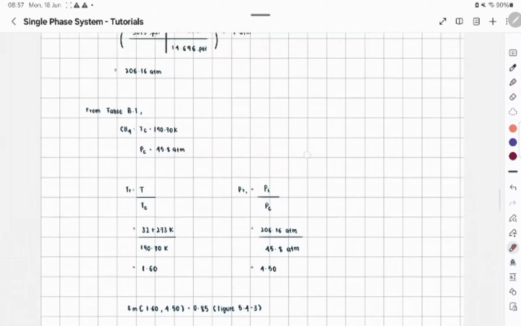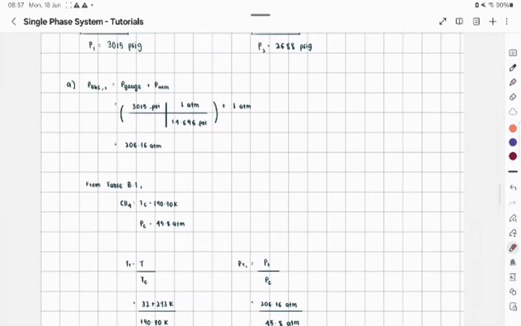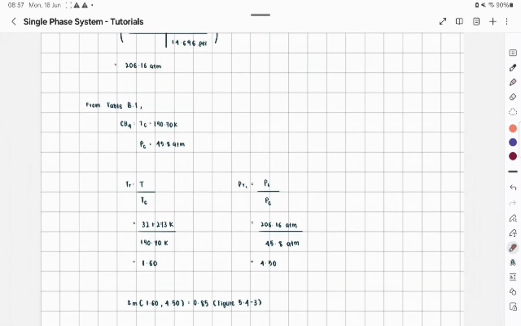Given the first pressure equal to 3015 psig, the pressure value is in P gauge. So, we need to use the formula P absolute equal to P gauge plus P ATM. Since the given value is in psig, we need to change it into atm. So our final value of P absolute is 206.16 atm. The given temperature in the cylinder is 32 Celsius. First, we need to change it into Kelvin. And then, after we change it into Kelvin, we got the pressure value and the temperature value.